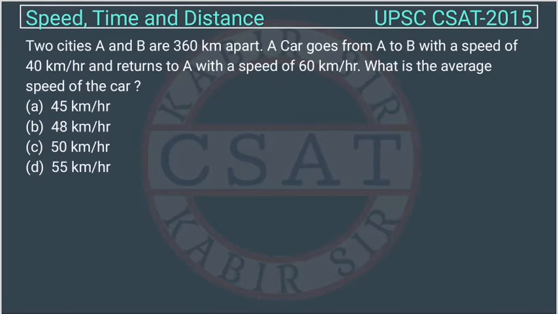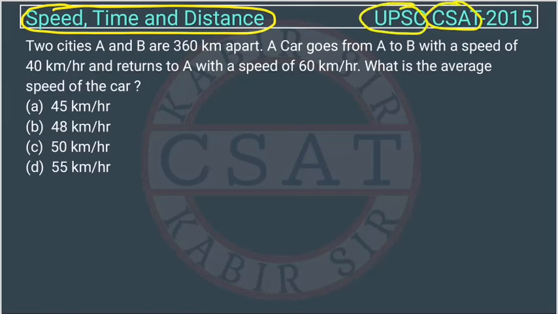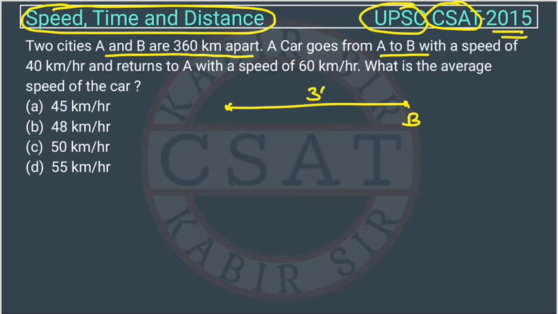So, this is a question from the speed, time and distance chapter, asked by UPSC in their CSAT paper of 2015. Two cities A and B are 360 km apart. A car goes from A to B. So this is A, this is B, and the distance is 360 km. The car is going from A to B, right?